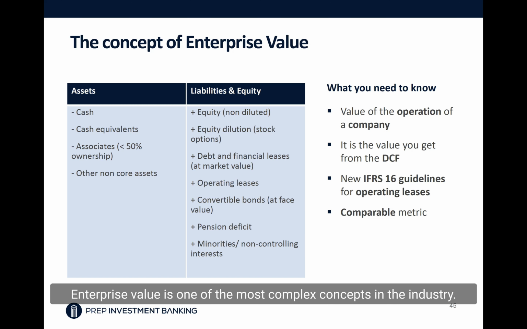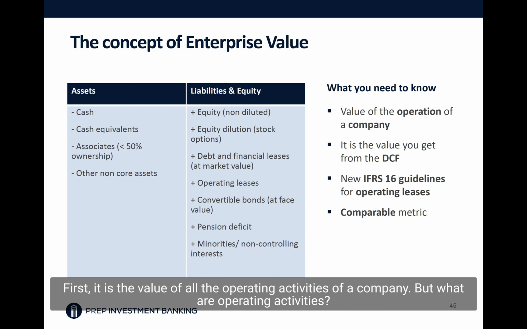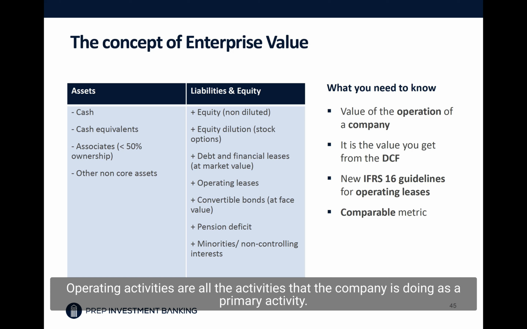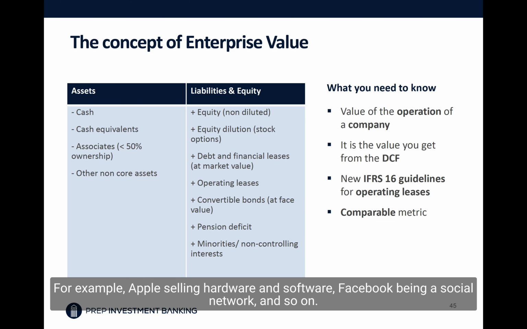Enterprise value is one of the most complex concepts in the industry. Not many theory books explain very well what really is enterprise value. First, it is the value of all the operating activities of a company. But what are operating activities? Operating activities are all the activities that the company is doing as a primary activity. For example, Apple selling hardware and software, Facebook being a social network, and so on.